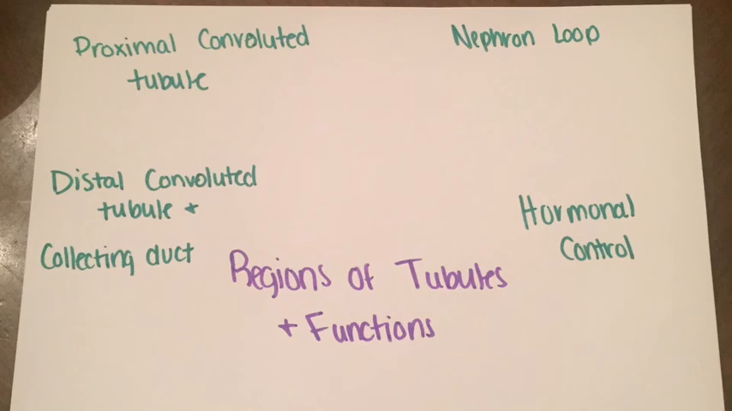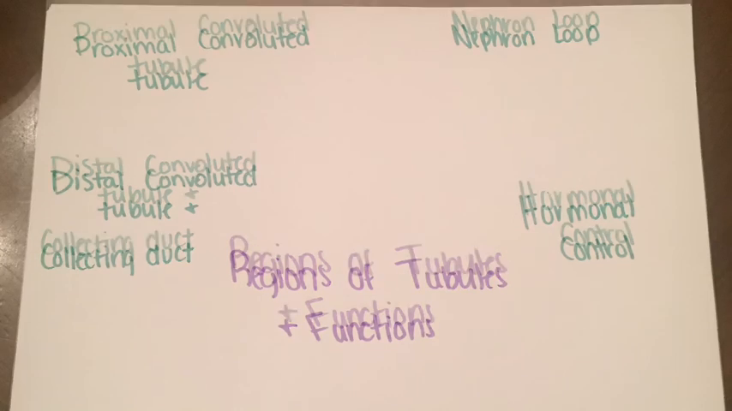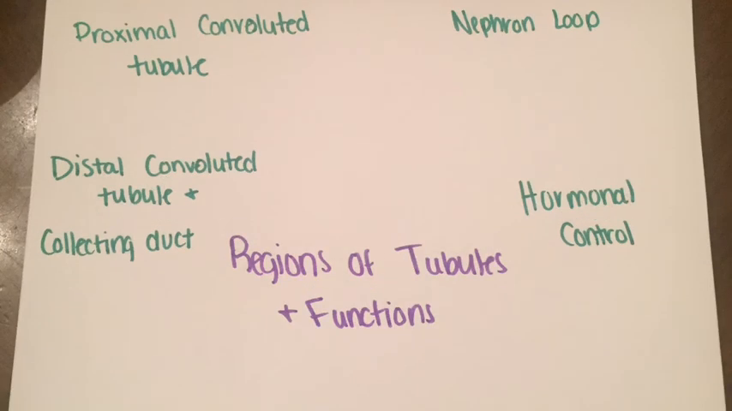Water moves. Hydrogen ion is secreted into filtrate as needed to keep blood pH correct. Loop of Henle, which is also known as the nephron loop, has a thin segment, which is the first part of the descending limb. It dips into the medulla. The thick segment is in the cortex and is the ascending limb.